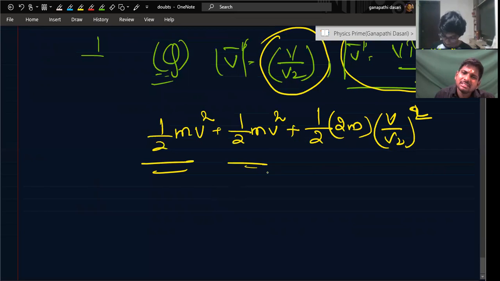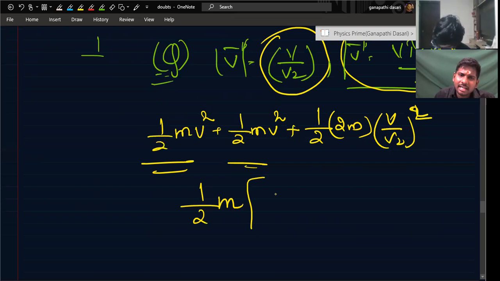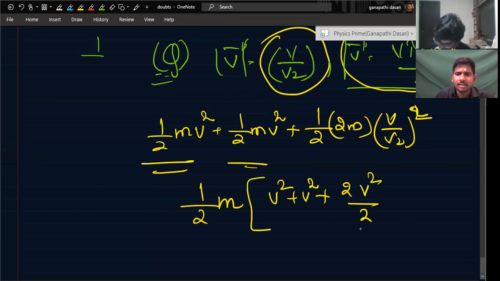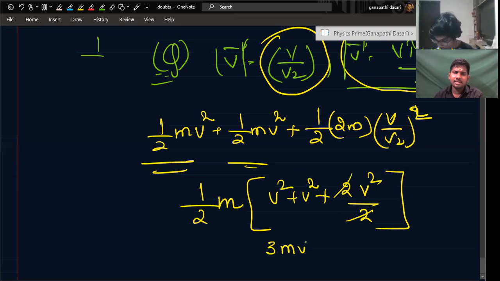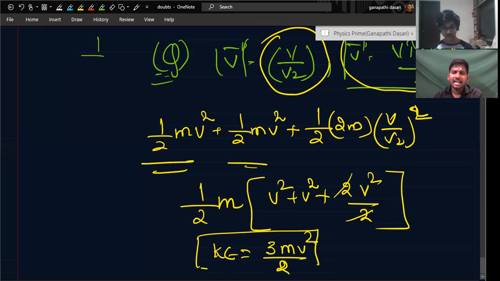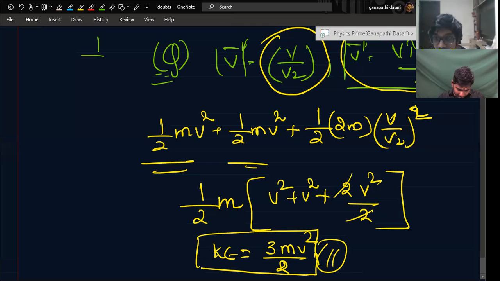So this is: half I can take common here, m I can take common here. What did I get? V square plus V square plus half m, 2V square by 2 I get. Right? Half m I took common from all the places: V square plus V square plus 2 into V square by 2. That is, 2 gets cancelled. The answer is mv square by 2. Initial kinetic energy is 0, but this much kinetic energy is generated after the bomb explosion: mv square by 2.